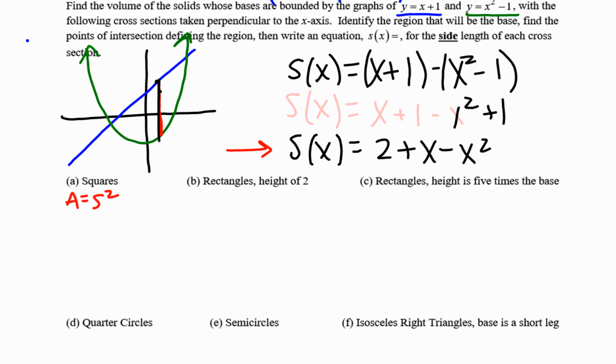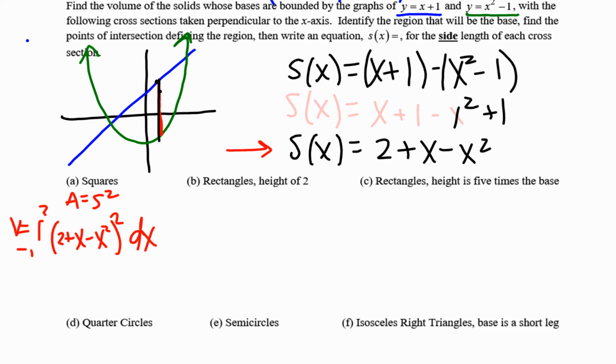So for each of these, we're going to set up how we would find the volume. The area of a square is side squared. We're going from -1 to 2. The side is given by 2 plus x minus x squared. Side squared for a square. And that's your volume.